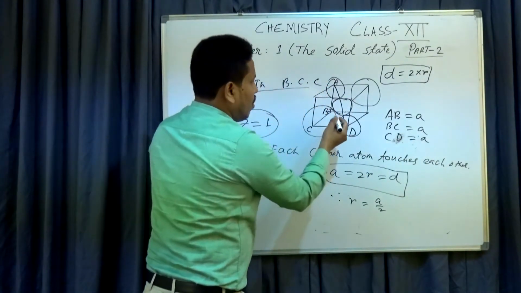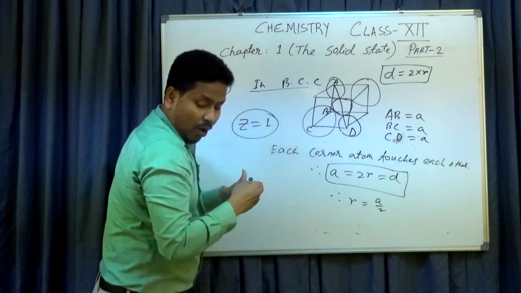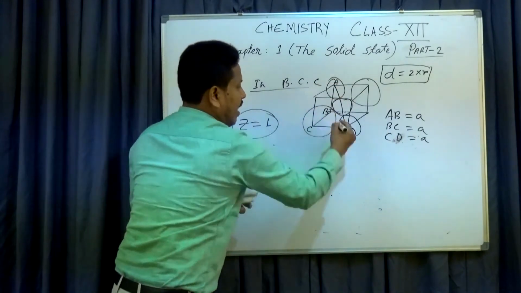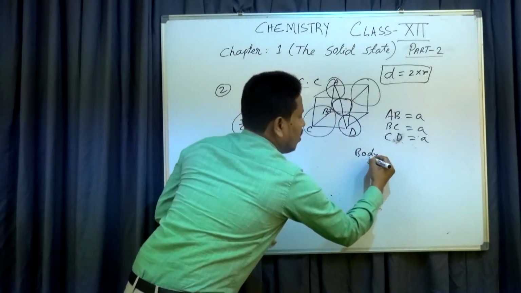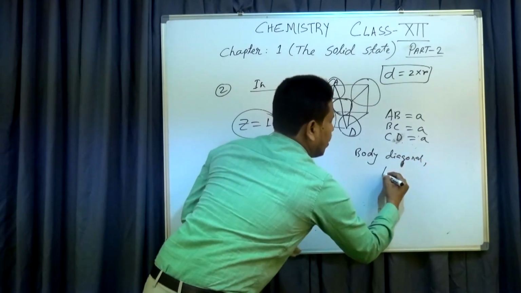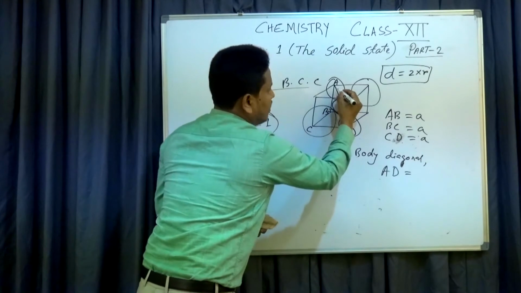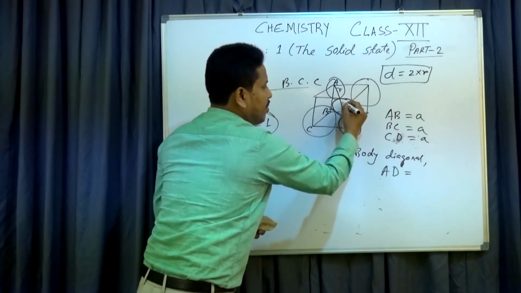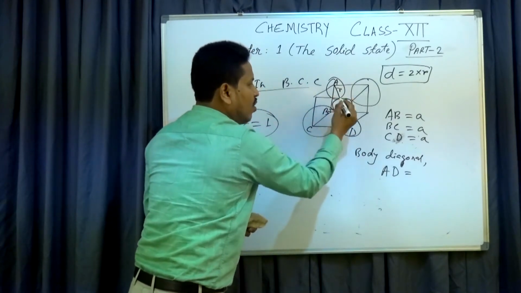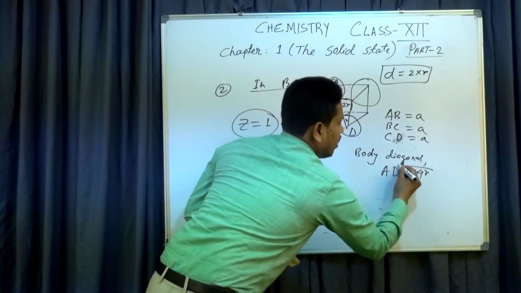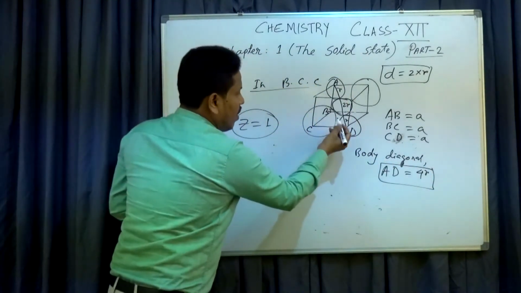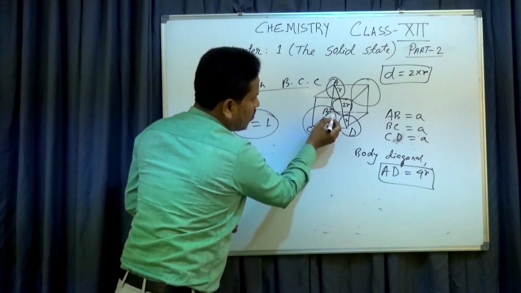Okay? So this is the body diagonal AD. Body diagonal AD equal to what? This is R, and this entire diameter means 2R, and this is R. So what is the body diagonal AD? R plus 2R plus R, that is 4R. Remember, in BCC, body diagonal of the cube is equal to 4R. Okay, we have to join this diagonal, the face diagonal.